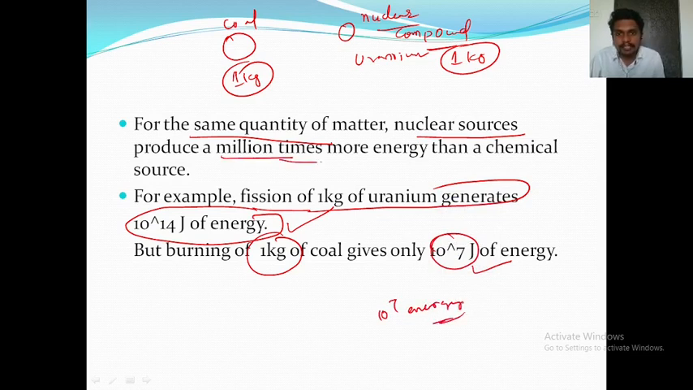We can produce a million times more energy than the chemical source. Nuclear sources give almost 10 power 7 times more energy than chemical sources. That is why they are used in nuclear reactors to produce electricity. With a small amount of uranium we can get an enormous amount of energy. That is the importance of nuclear energy.